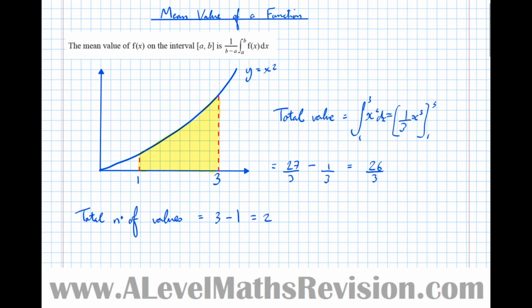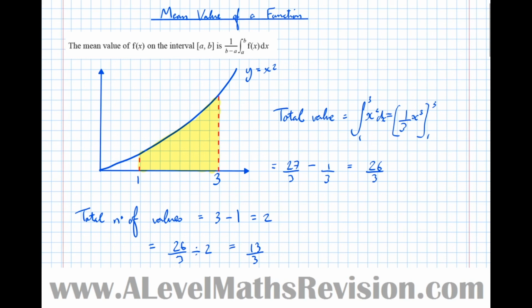Therefore, the total divided by how many there are, so equals the total 26 over 3 divided by 2, that's a half of 26 over 3, equals 13 over 3, which is the mean value of the function.